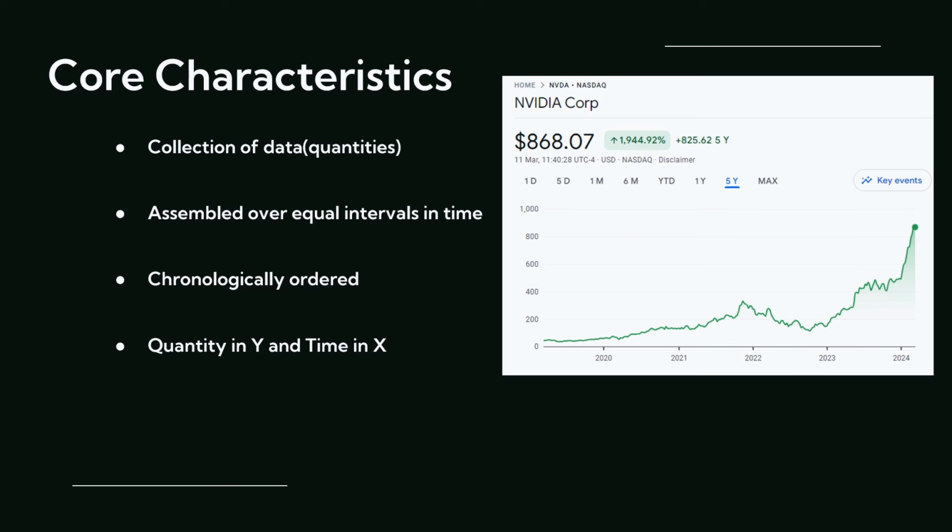Well, it has a bunch of things here. First, it is collection of quantities or the stock value. It is assembled over time, so meaning from early 90s all the way to 2024. It is also ordered in sequence. 2020, 21, 22, 23, and so forth. And again, x-axis carries the time element and the y carries the quantity. So for anything to be time series, amongst many other characteristics, these are the four characteristics that absolutely have to be in place.